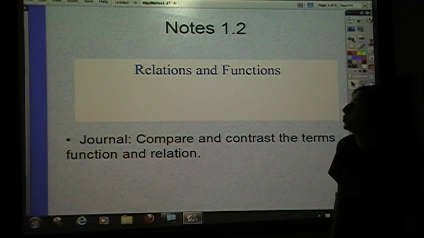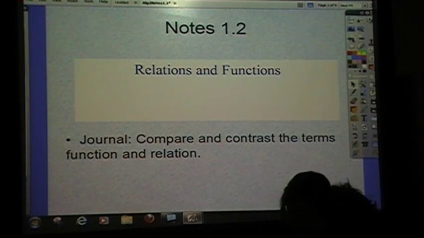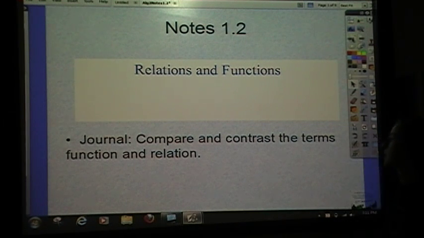Okay, this is section 1-2, and its topic is on relations and functions. Your journal choice for this section is compare and contrast the terms function and relation. Keep in mind you have to choose one journal and you have 3 choices. You can do the one from section 1-1 or the one from the next section 1-3.